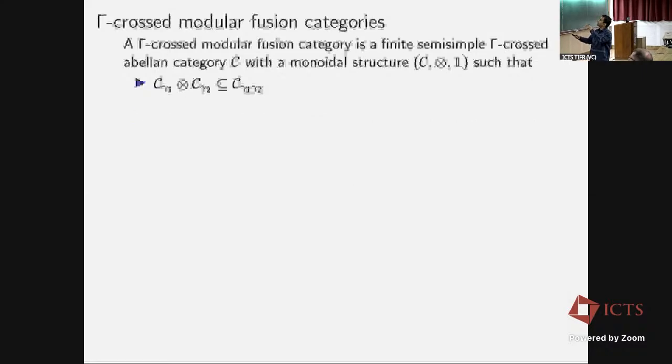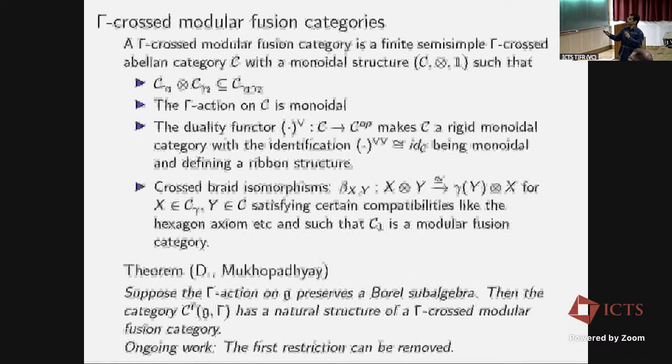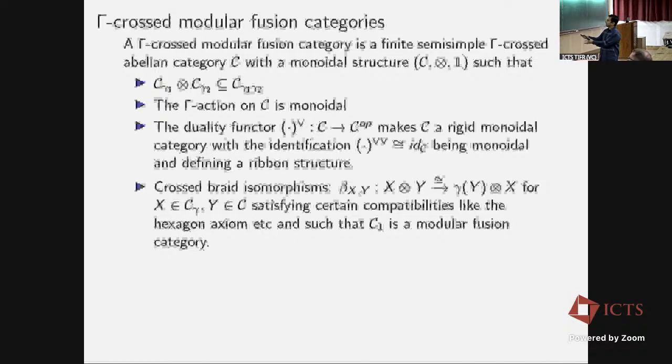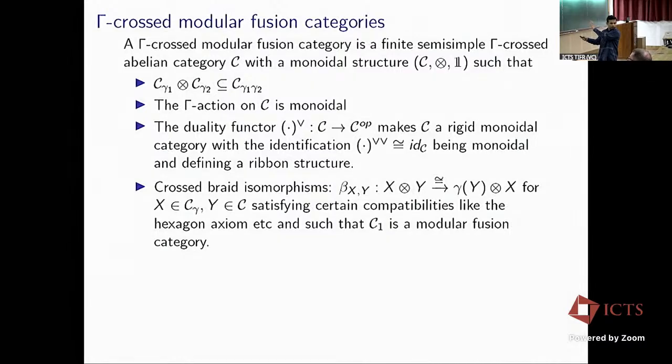Yeah, so actually, if you see the grade, the action takes one grade component to another grade component. And if you see here, if this lies in gamma and this lies in delta, this again will lie in the same thing. So this lies in gamma delta gamma inverse, and so it's basically conjugation. So this lies in the conjugate grade. And this data should satisfy certain compatibilities like the hexagon axiom and the unit axiom.